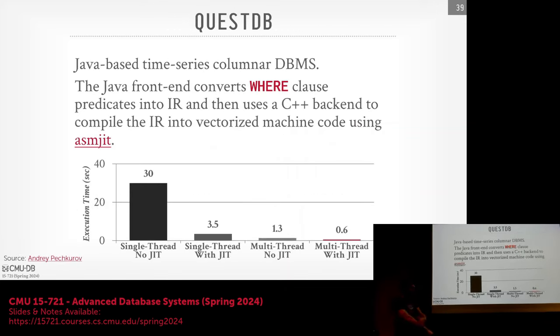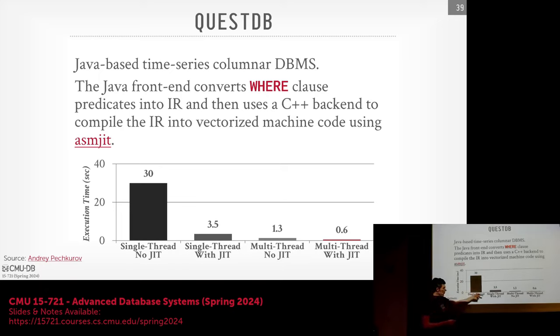Another Java-based database that does code generation is this thing called QuestDB. It's a time series columnar database out of the UK. This is actually written by former HFT guys who knew how to optimize Java code, and they decided to build a database system. So what happens is the query shows up, they just compile the where clauses, but they're going to generate an IR in Java code that uses ASM JIT, which is sort of like a lightweight version of the LLVM. Then compile that into machine code and run that.